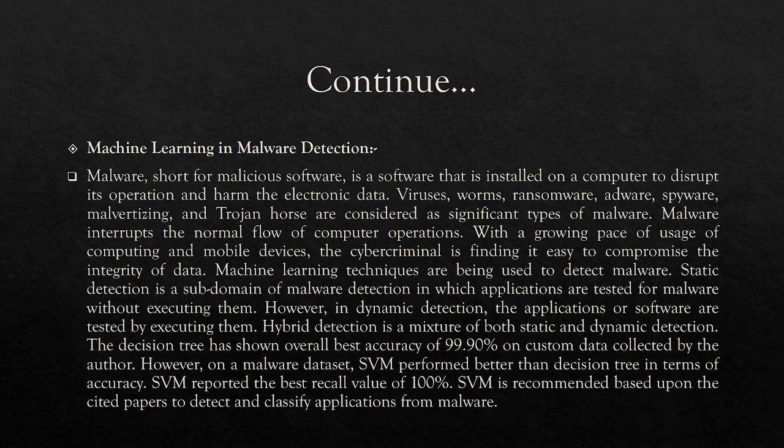Static detection is a subdomain of malware detection in which applications are tested for malware without executing them. However, in dynamic detection, the applications or software are tested by executing them. Hybrid detection is a mixture of both static and dynamic detection. The decision tree has shown the overall best accuracy of 99.90% on custom data collected by the author. However, on a malware dataset, SVM performed better than decision tree in terms of accuracy. SVM reported the best recall value of 100%. SVM is recommended based upon the cited papers to detect and classify applications from malware.